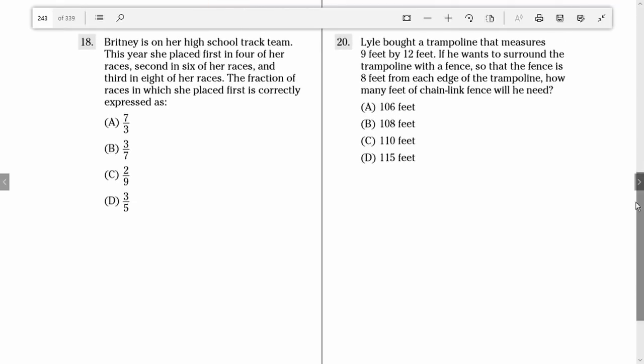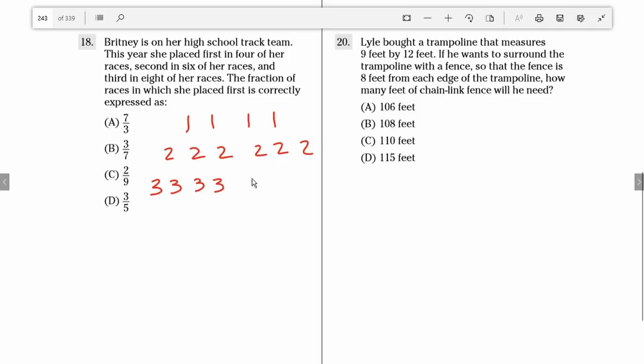All right, number 18. Brittany's on her high school track team. This year she placed first in 4 of her races, so she went first, second in 6 of her races, so second, and third in 8 of her races, so third. Okay. The fraction of races in which she placed first is correctly expressed as.